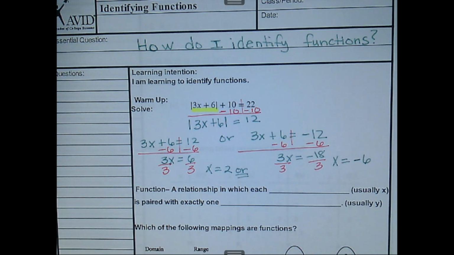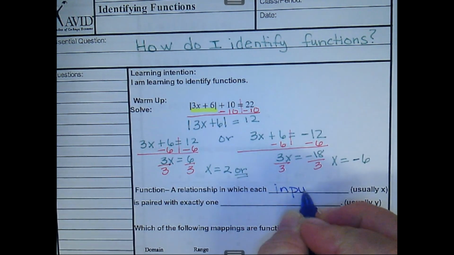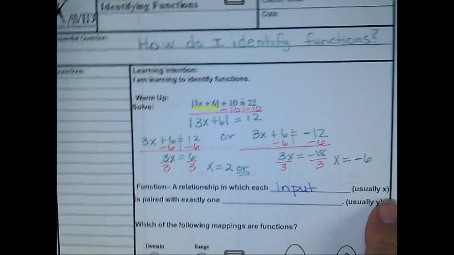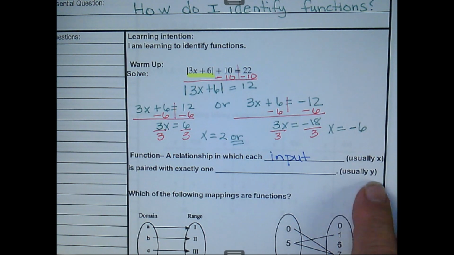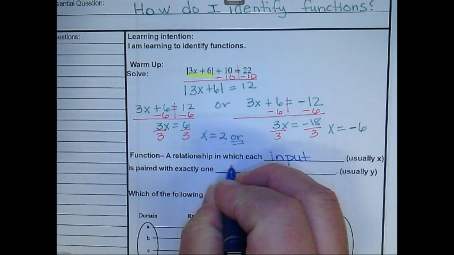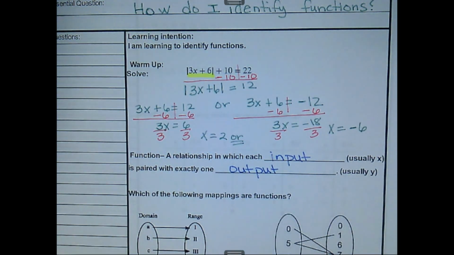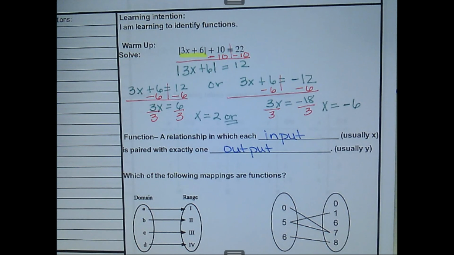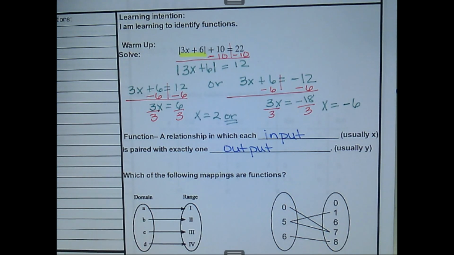A function is a relationship in which each first word is input. We usually call it y, or x, is paired with exactly one, what do we call y? Output. So in a function, each x goes to only one y, or each domain goes to only one range.